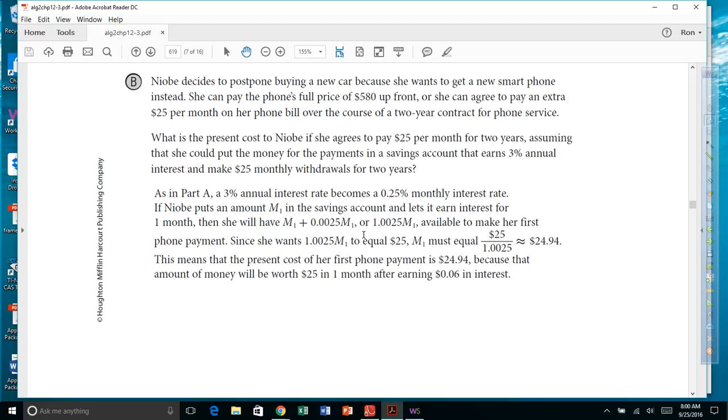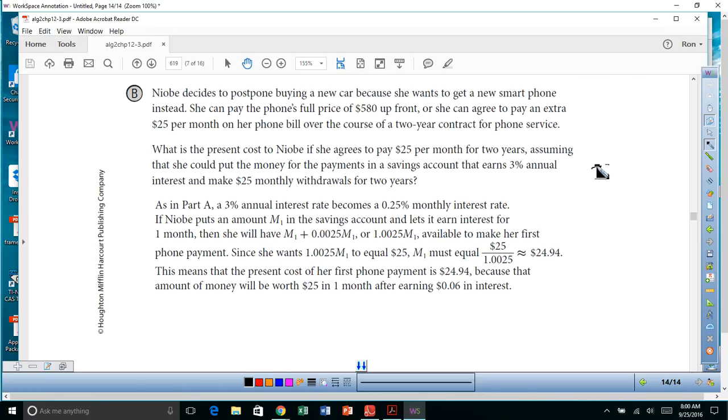As in Part A, a 3% annual rate becomes a 0.25% monthly interest rate. And the way they got it, 3 divided by 12. Okay, and that's 1/4, which is 0.25. And you could say 3%, and then that would give you 0.25%.